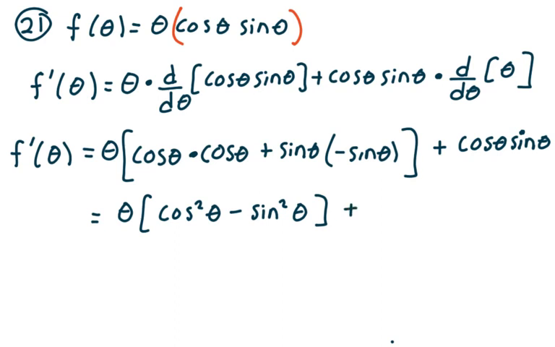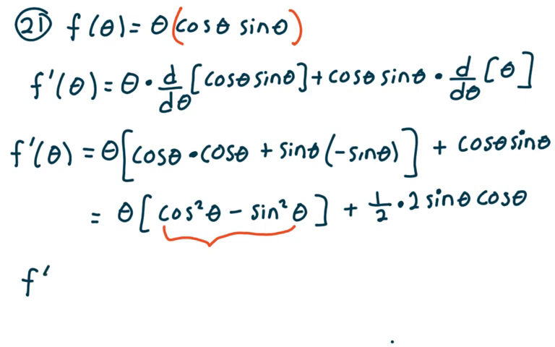plus, and I'm going to do something a little sneaky on you guys. I'm going to rewrite this as 1/2 times 2 sine theta cosine theta. Now, we should recognize that cosine squared theta minus sine squared theta is equal to cosine 2 theta, right? I hope. So I can write this as theta cosine 2 theta plus 1/2.